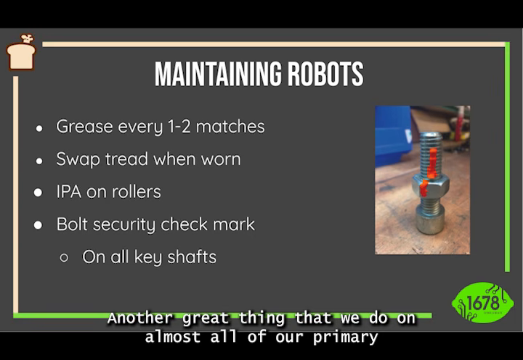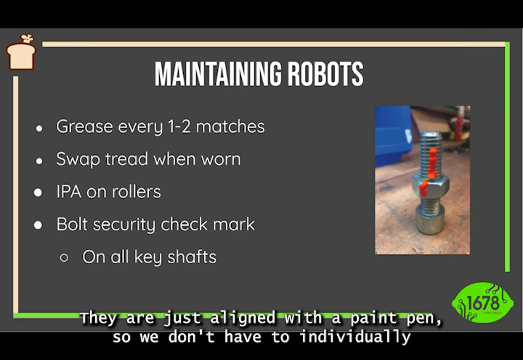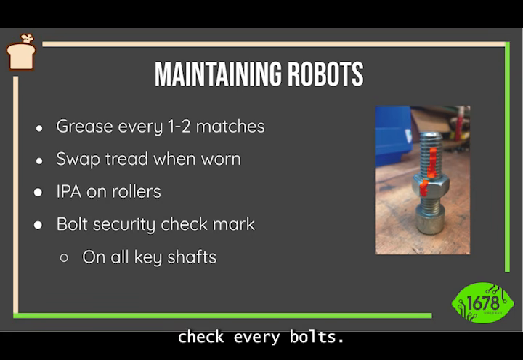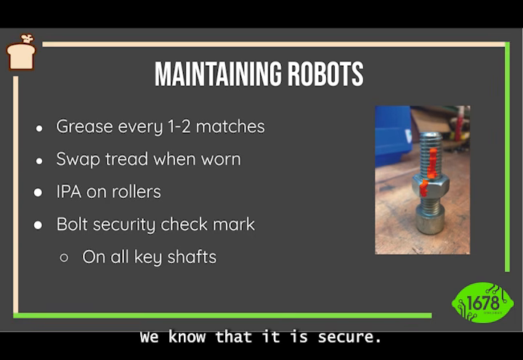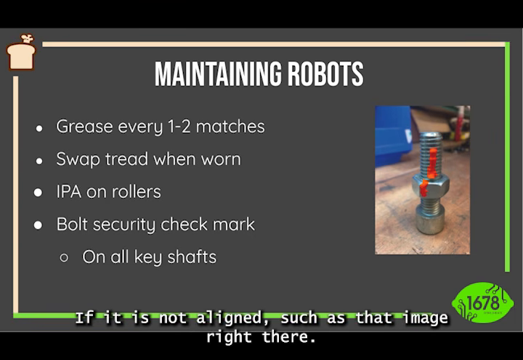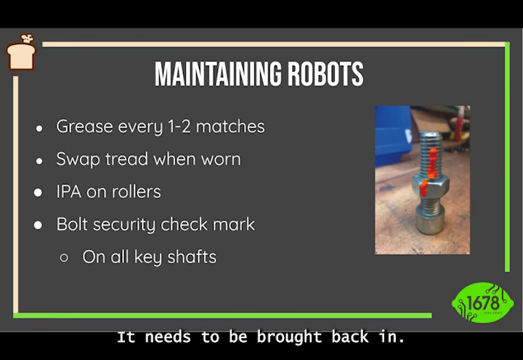Another great thing that we do on almost all of our primary bolts are bolt security check marks. They are just aligned with a paint pen, so we don't have to individually check every bolt. We can just see if that line is still intact. We know that it is secure. If it is not aligned, such as in that image right there, we know that the shaking of the robot or its rotation has caused it to slip out. It needs to be brought back in.